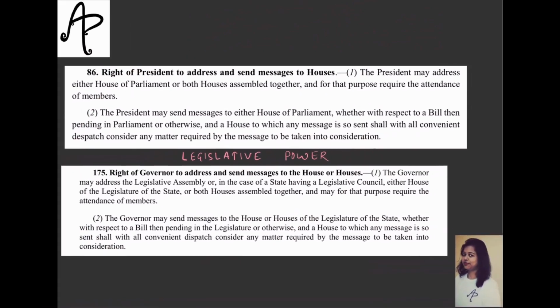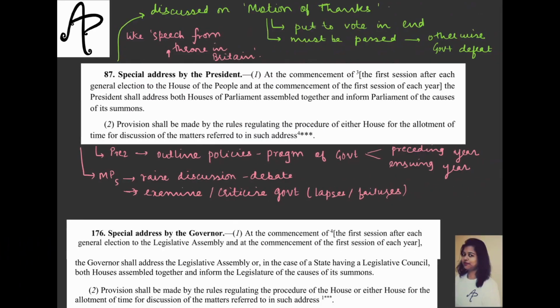The second thing about the address is a kind of special address, and you will read it in your book when you discuss the different types of motions. There you would come across a term, and you might have also seen this in the newspaper, which is the motion of thanks. So firstly let us see what the Constitution says, and then we'll see some extra information. Articles 87 and 176 talk about the special address by the president and the governor.